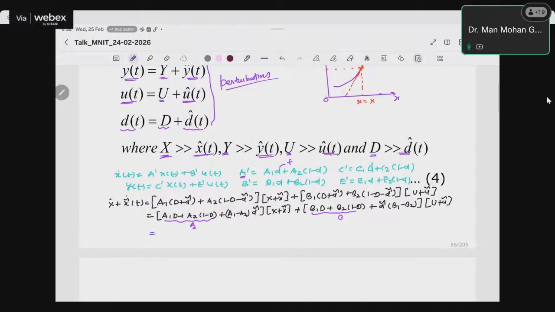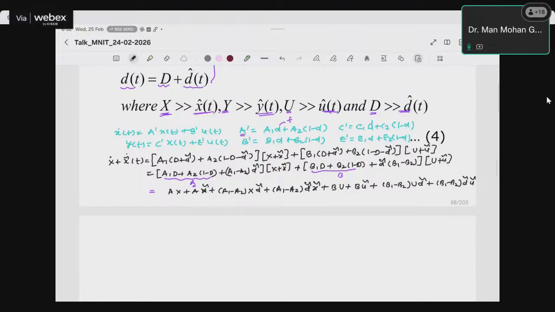So I again open this, and this becomes Ax plus A x-cap plus (A1 minus A2)x d-cap plus (A1 minus A2)d x-cap plus Bu plus Bu-cap plus (B1 minus B2)u D plus (B1 minus B2)D u. Okay, so this is the thing. Now we have not done any approximation so far here. Okay, so what I'm doing, I'm taking just Ax together plus Bu.